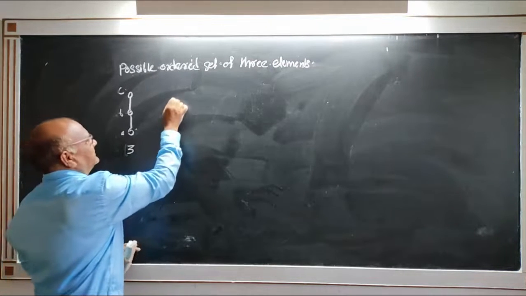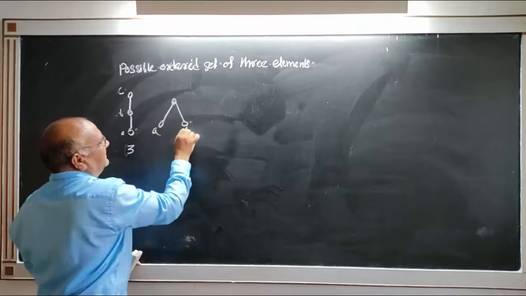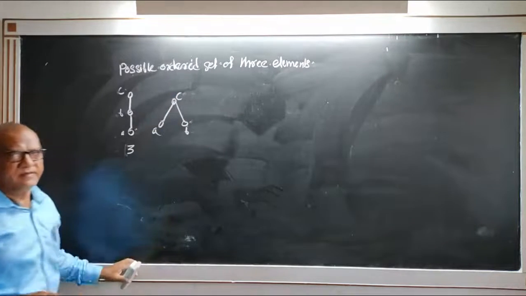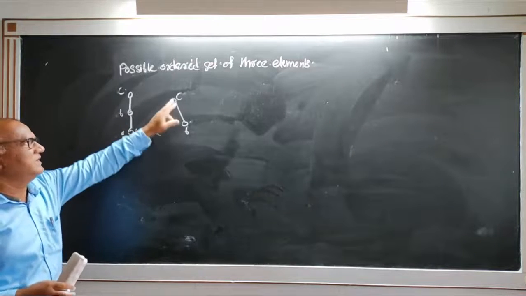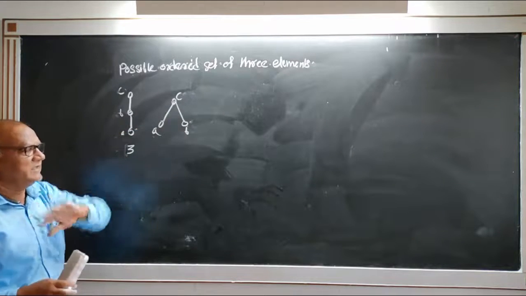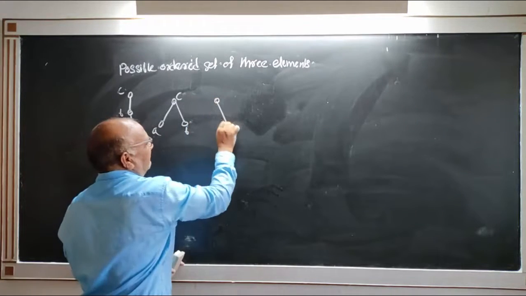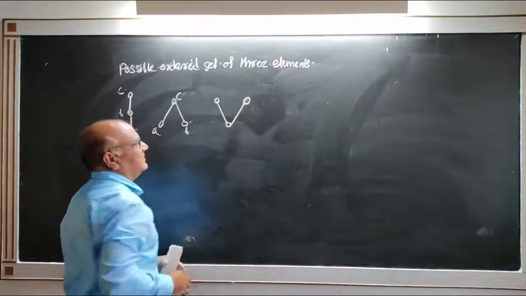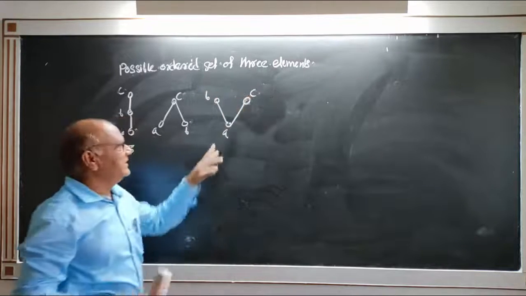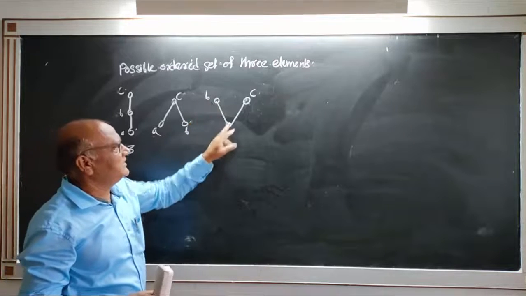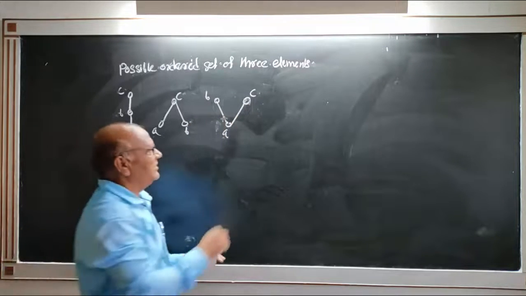If you take like this, A, B, C. A is related to C, B is related to C. A and B are not comparable. This is not a chain. Another way, like this. Here A, B, C. A is related to B, A is related to C. It is also not a chain, but an ordered set.